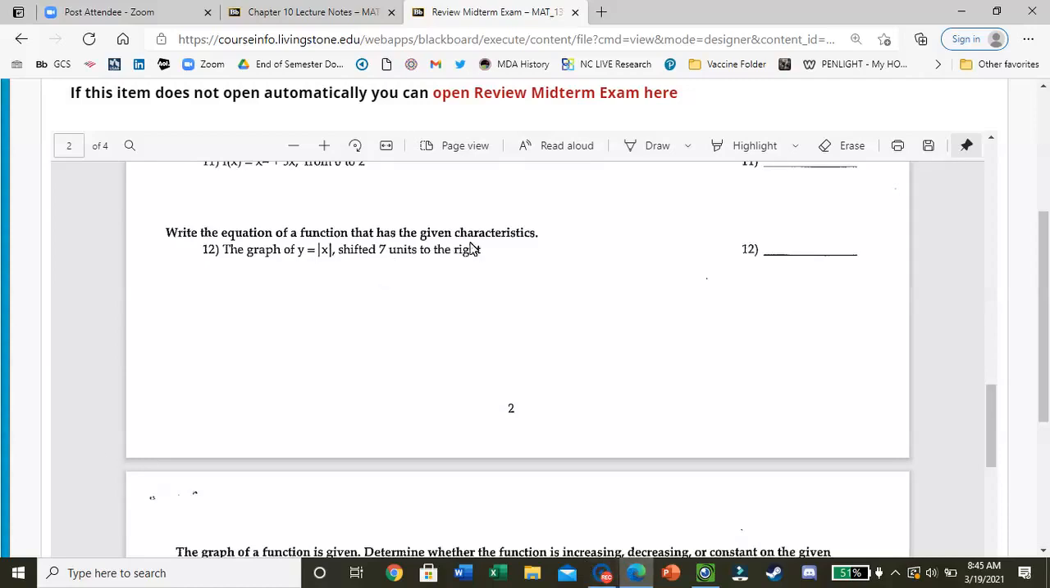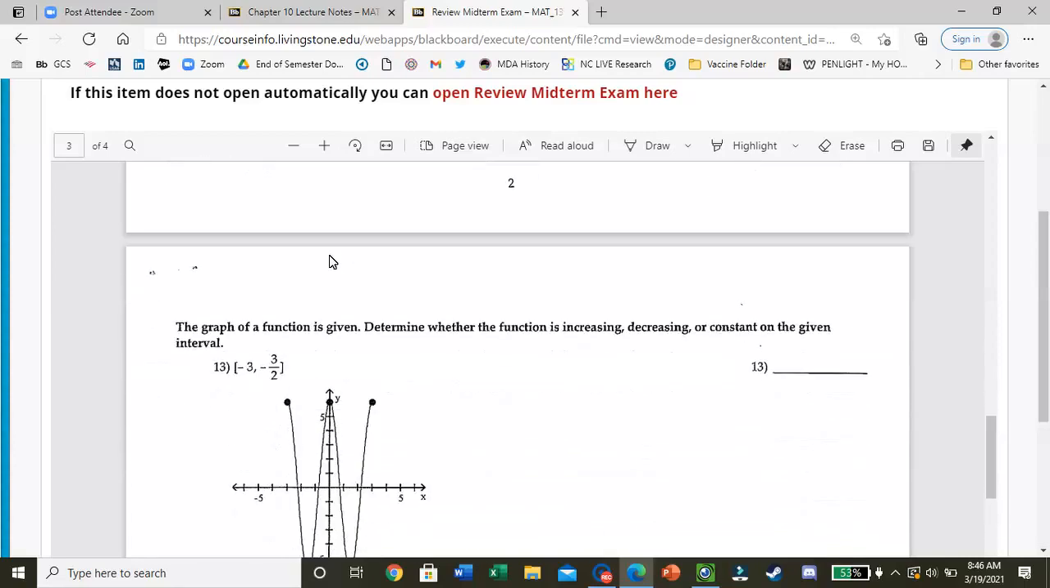Write the equation of the function that has the given characteristics. The graph of y equals absolute value of x shifted 7 units to the right. So you're going to write the equation. Where's the 7 going to go? Is it going to go inside or outside? Yeah, it's going to go inside the absolute value. Is it going to be positive or negative? Negative, right? x minus 7 inside. All right. Do we need to review the transformations? Okay, good.